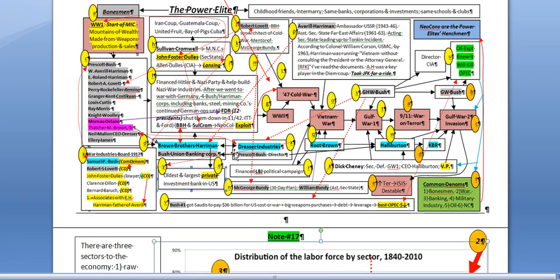All right. And they profit off these wars, right? The key profits go to these companies. All right. Let me just give you an example. First Gulf War, right off the top of my head.